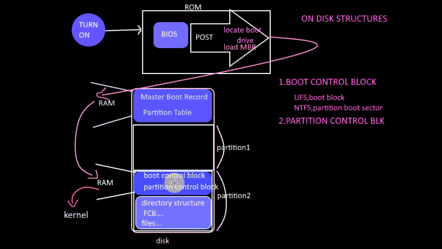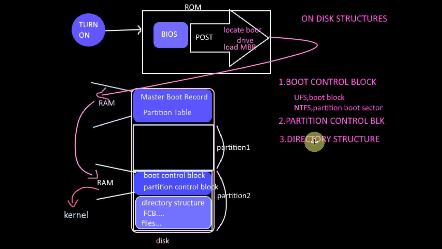The next on-disk structure is the partition control block. This block contains details regarding the partition, such as the number of blocks in the partition, size of the block, number of free blocks, and pointers to the free blocks. In Unix file system, it is called super block, and in NTFS, it is called master file table.